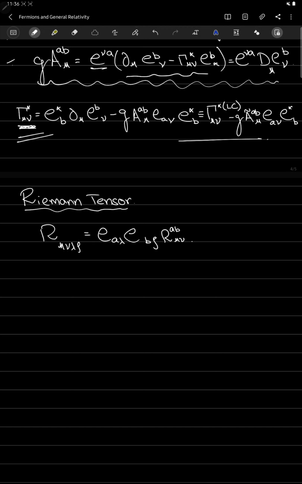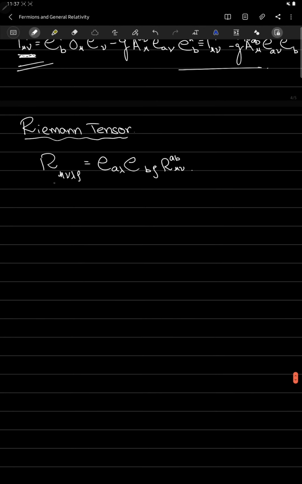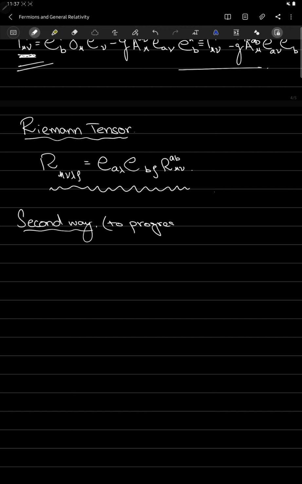So this is the first way to derive all of GR, right? Because if you have the Riemann tensor, we know that we have a complete general relativity. So now let's talk about the second way to proceed. It is to write down an action.